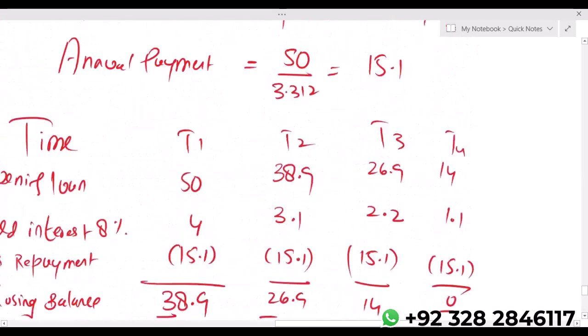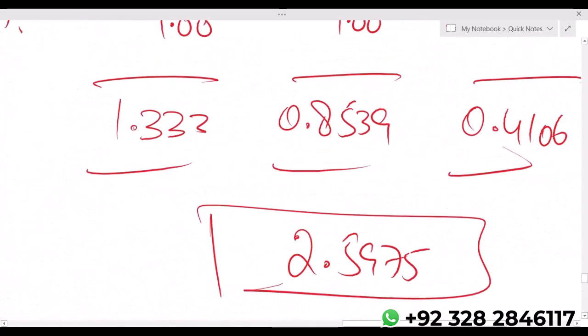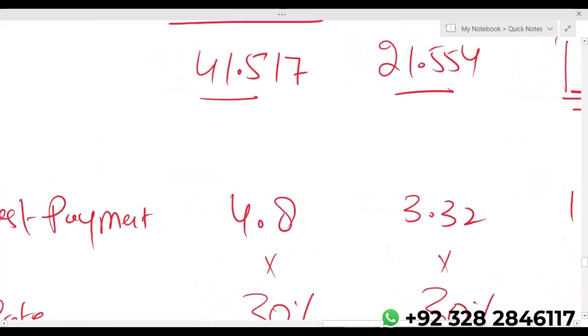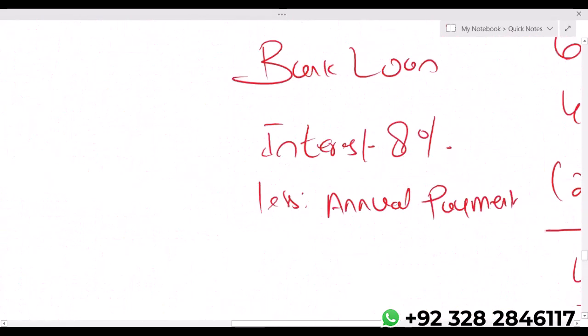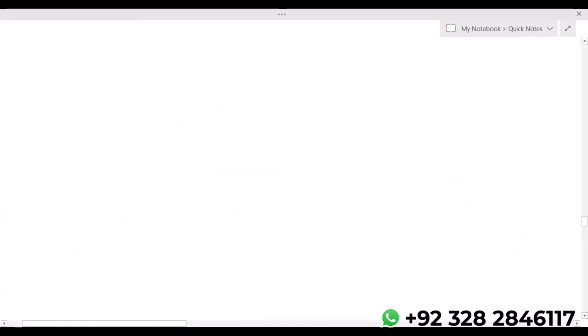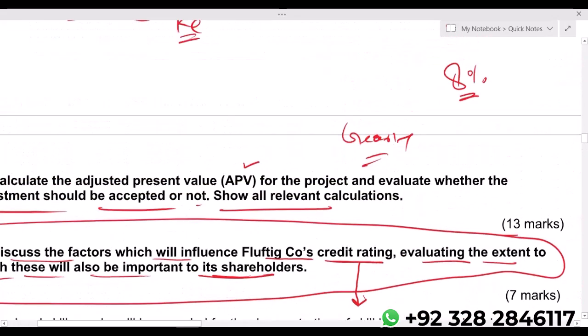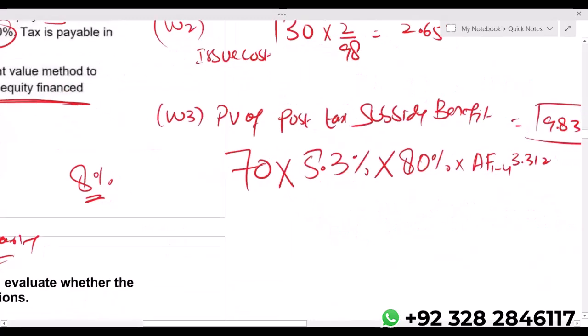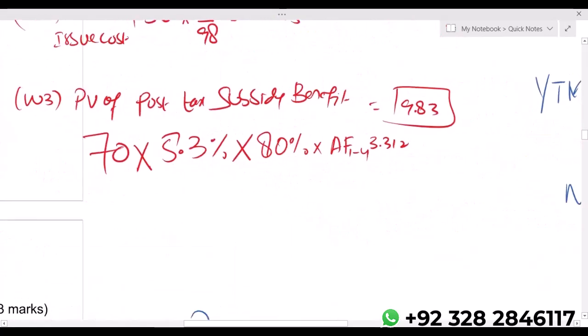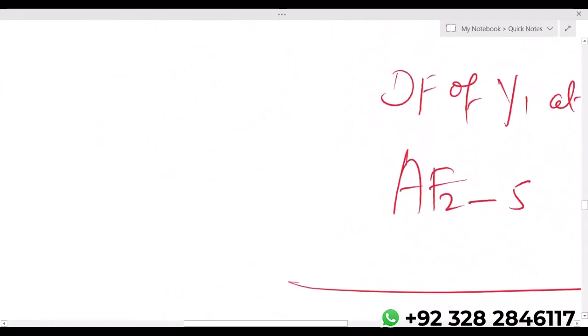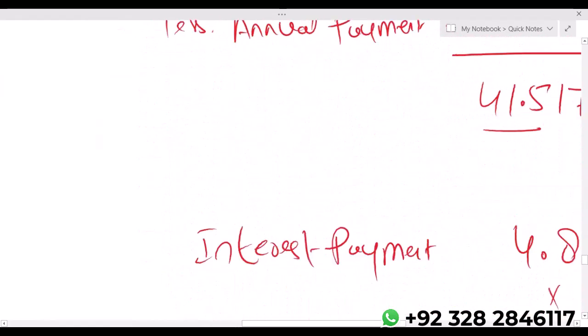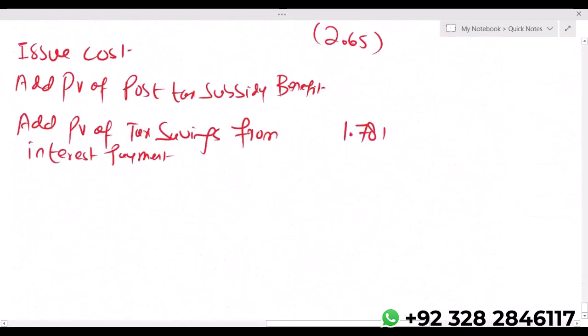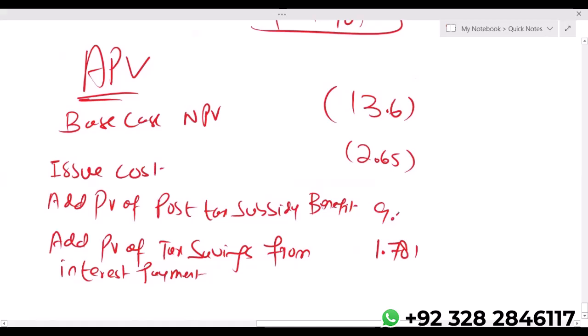Present value of post-tax subsidy benefit was 9.83.